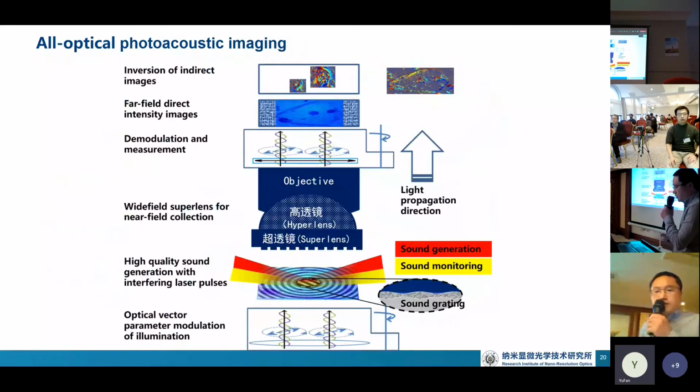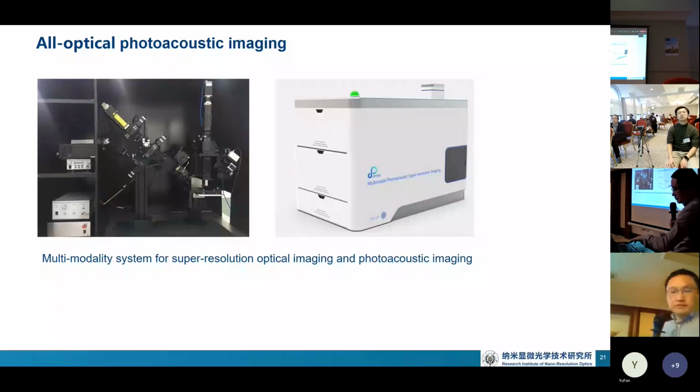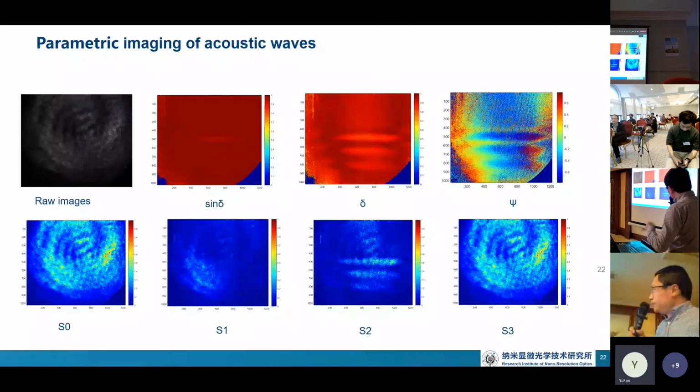Also, we are doing research on photoacoustic imaging. In photoacoustic imaging, we are trying to combine optical imaging with photoacoustic imaging to make a multi-modality system for optical imaging and photoacoustic imaging. And this is a prototype we developed. We made some visualization of the propagation of the photoacoustic wavefront in a phantom.